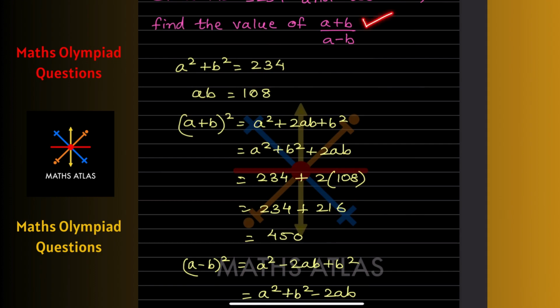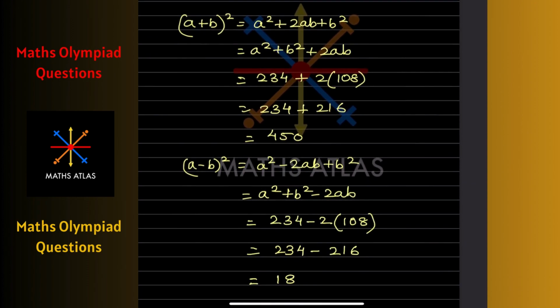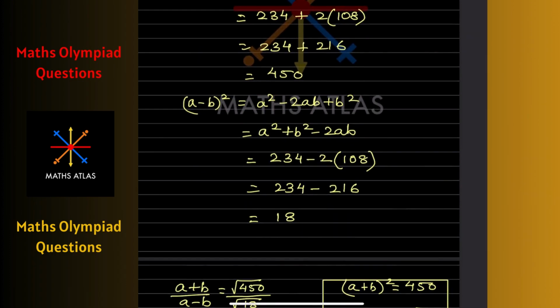But we want a plus b and we want a minus b. So let us use the formula for a minus b whole bracket square as well. The only difference is here is plus and here will be minus. Rest everything is the same when you compare these two formulas. So for a minus b whole bracket square, that is a square minus 2ab plus b square. Again we will bring this together and take this at the side. So we know a square plus b square is 234, minus 2 and this ab is again given, that is 108. So 2 times 108, when you multiply, that is 216.